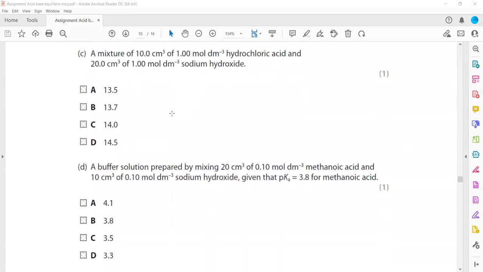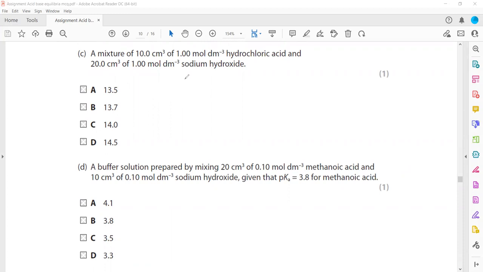In part C, a mixture of 10 cm cube of 1 mole per dm cube hydrochloric acid and 20 cm cube of 1 mole per dm cube sodium hydroxide. First, because we are using excess sodium hydroxide, this solution should be alkaline. And what should the pH be?